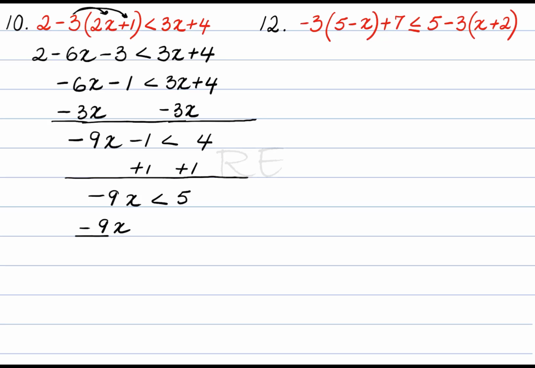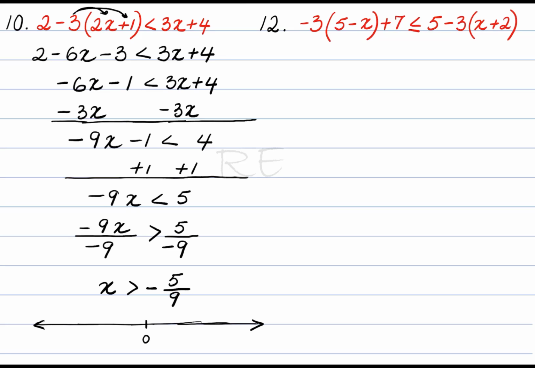Now we know that when we divide by -9, the inequality will reverse, so it becomes greater than 5 divided by -9. Therefore, x is greater than -5/9. Let's choose a point for -5/9 to the left of 0. Empty circle, strictly greater. And we shade in the values to the right.